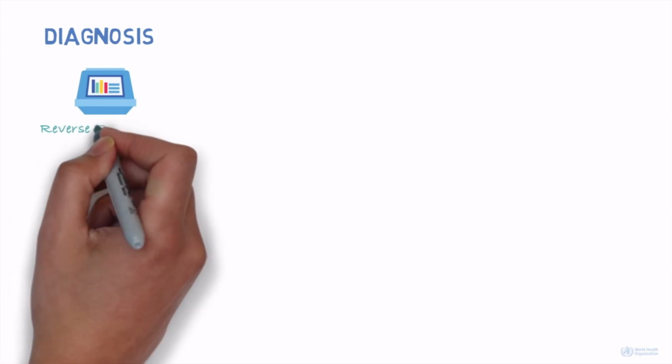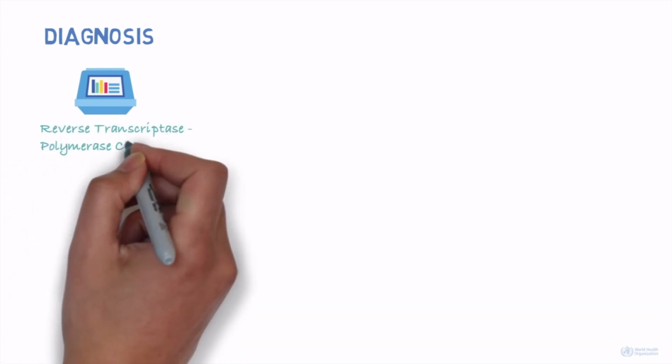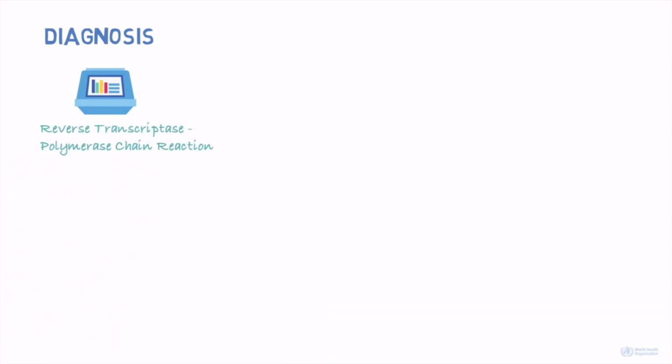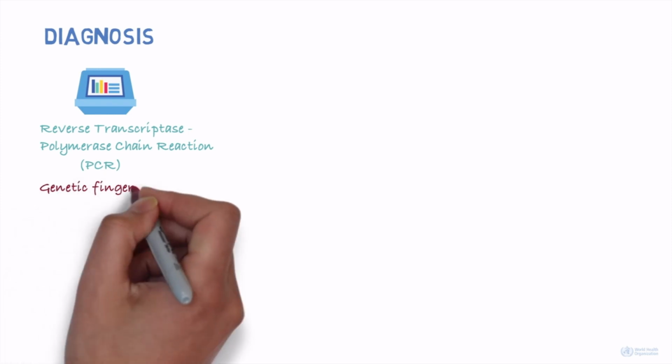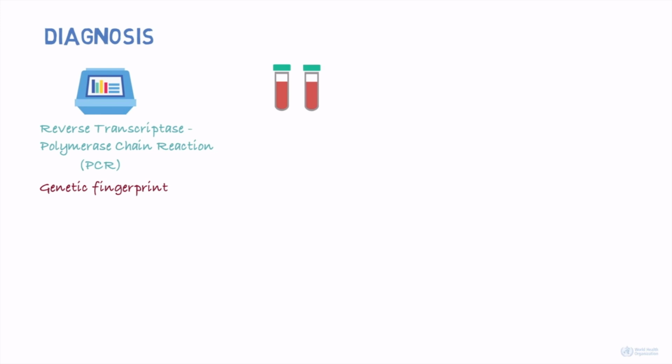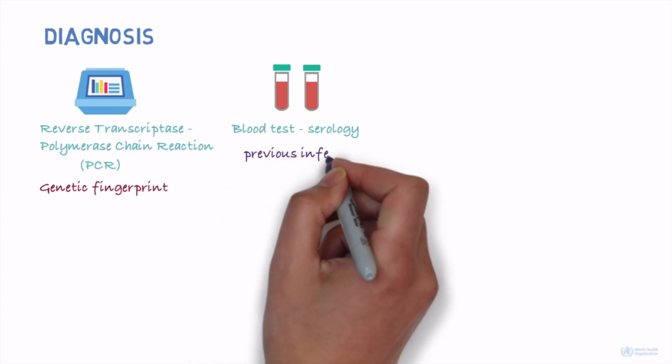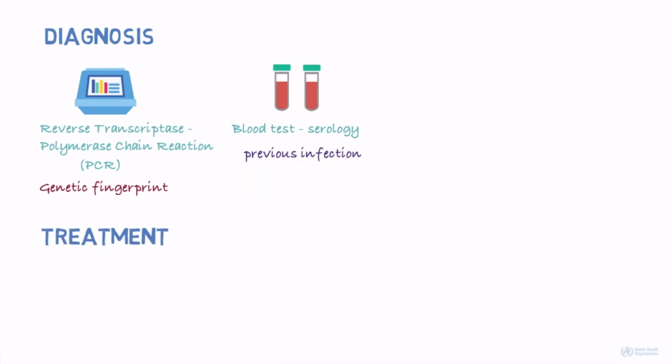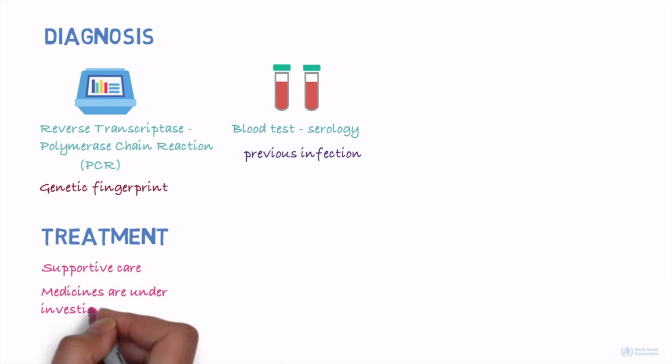The infection is commonly diagnosed by a test called reverse transcriptase polymerase chain reaction, generally known as PCR. This test identifies the virus based on its genetic fingerprint. There's also a blood test that can check for antibodies against the virus, which may show that someone was infected in the past. How is it treated? The treatment for COVID-19 is mainly supportive care. Medicines against the virus are currently under investigation.